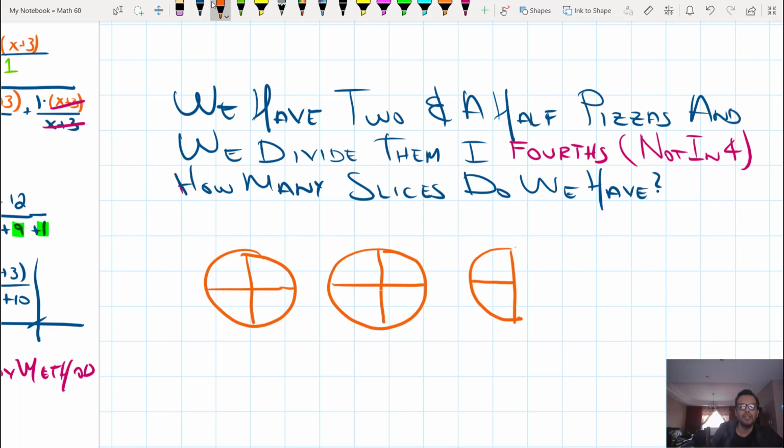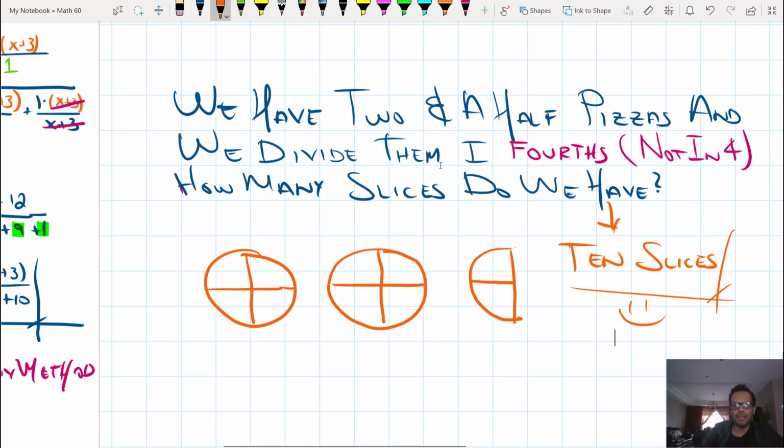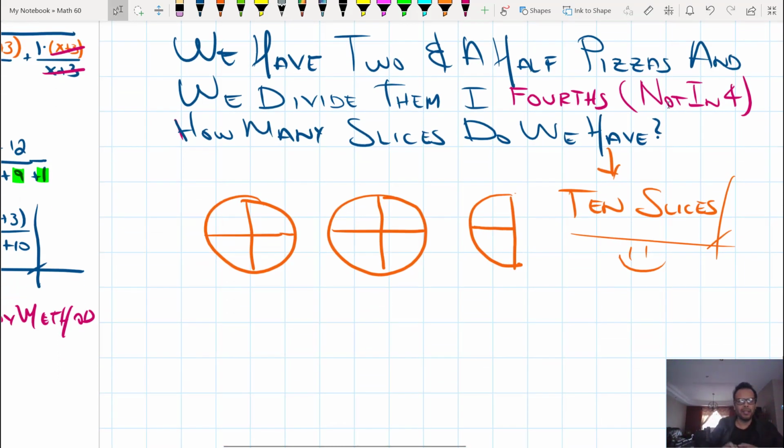So if we count all the pizza slices right here, we would have a total of 10 slices. All right, that's the answer, 10 slices. But what does that have to do with complex fractions? Can we represent this situation using complex fractions? Of course. Let's have a look.